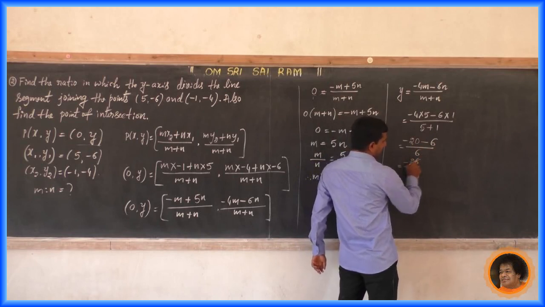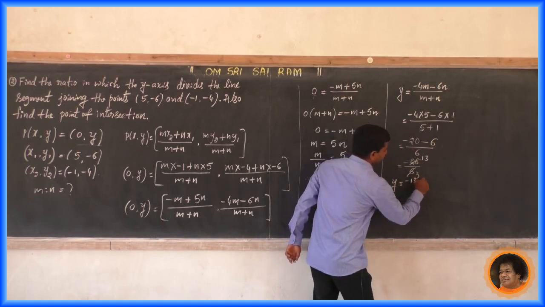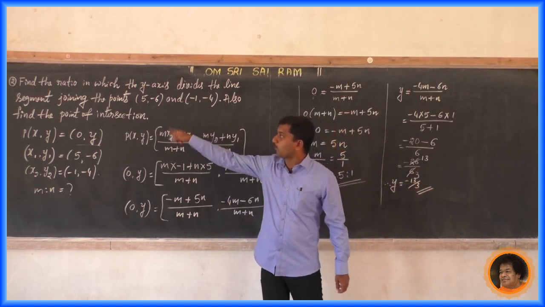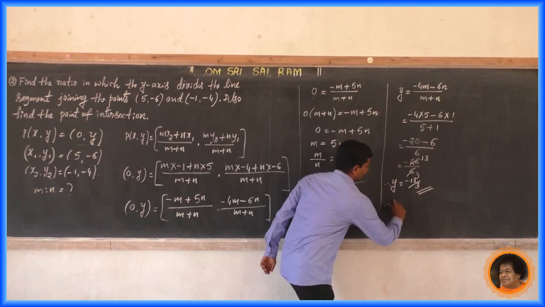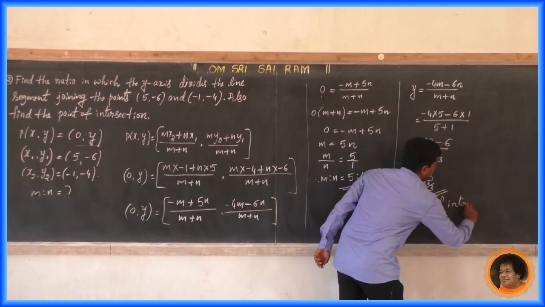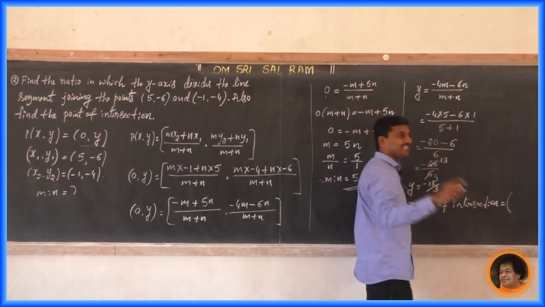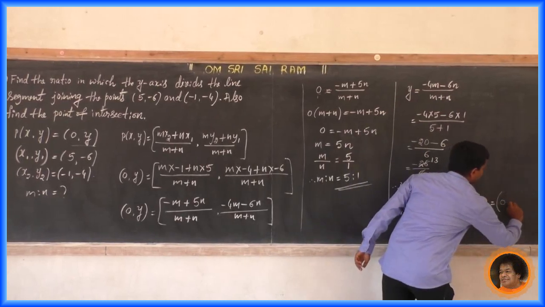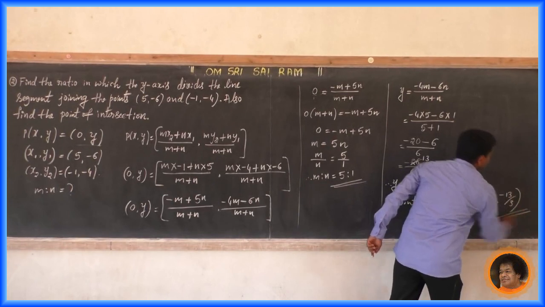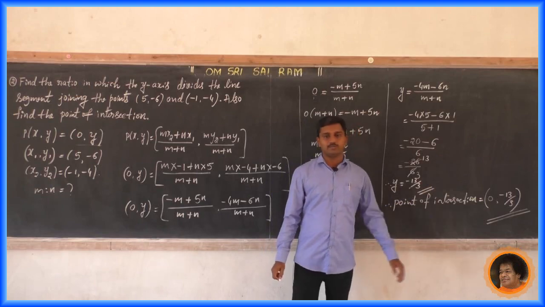Two 13s are 26, two 3s are 6. So therefore y equal to minus 13 divided by 3. This is the value of y. But the question asks to find the point of intersection. So the point of intersection is in the form 0 comma y. Here it is 0 comma minus 13 by 3. So the point of intersection is 0 comma minus 13 divided by 3.